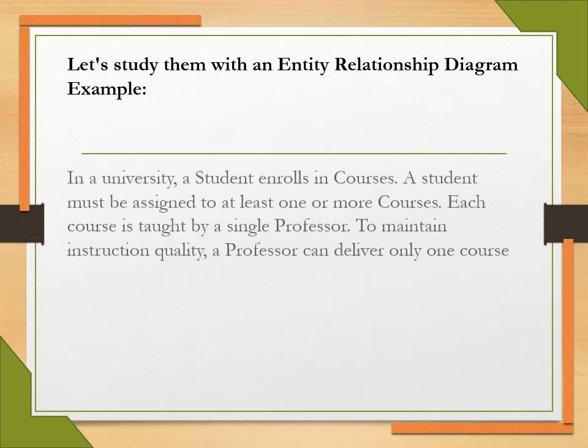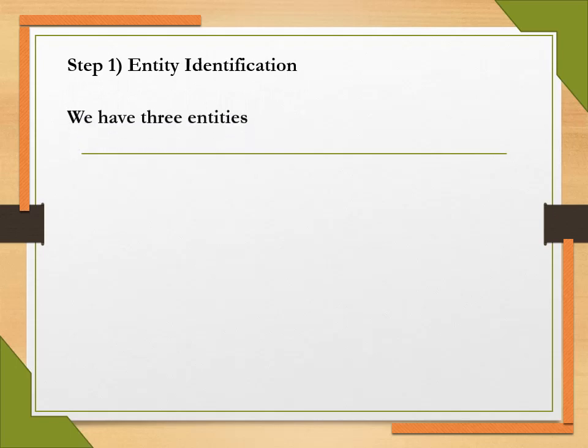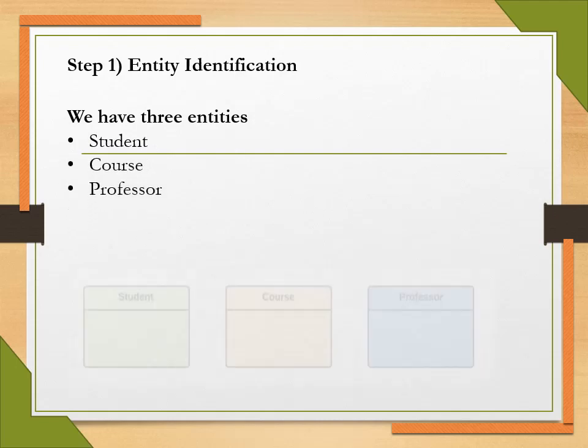in this example, in a university a student enrolls in courses, a student must be assigned to at least one or more courses. Each course is taught by a single professor. To maintain instruction quality, a professor can deliver only one course. So step 1 for the ERD diagram, entity identification. We have 3 entities: student, course, and professor.